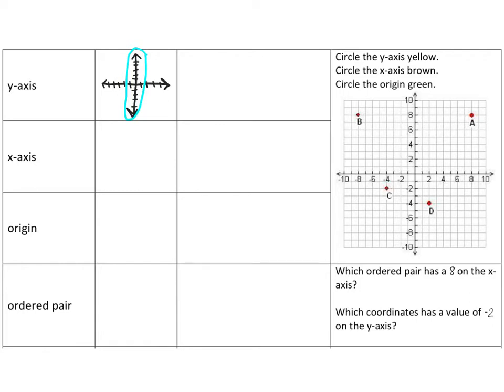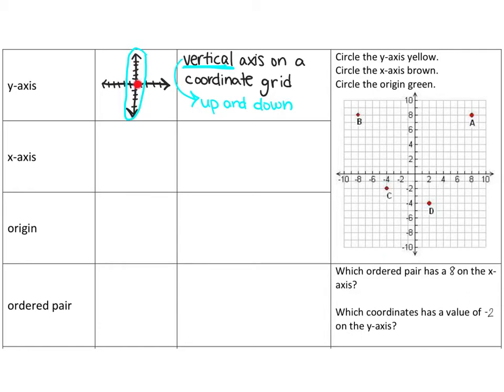Likewise, the next one is x-axis. You'll also draw a coordinate grid, but it will be the horizontal line. So a y-axis is the vertical axis on a coordinate grid. And the key word here is vertical. Vertical means, if you do not know, up and down. The one that goes up and down. Okay?